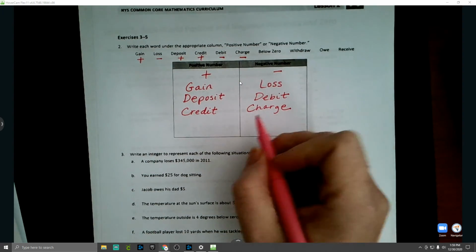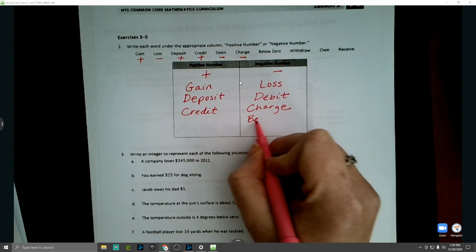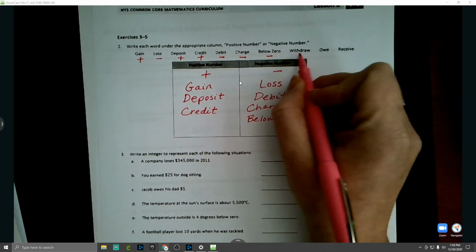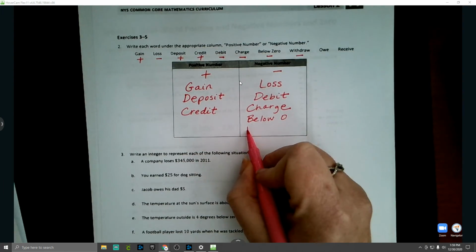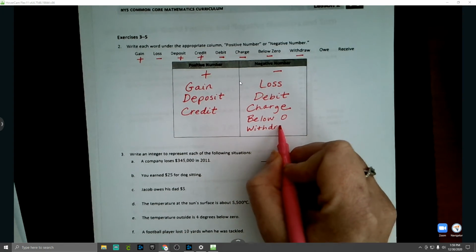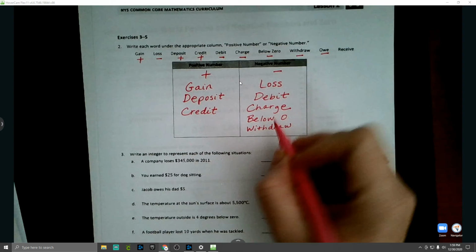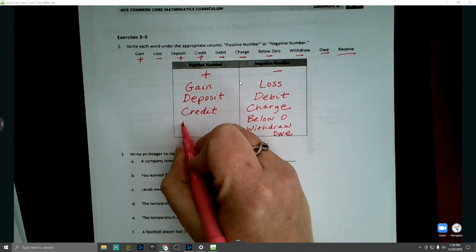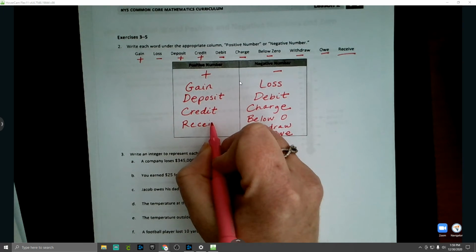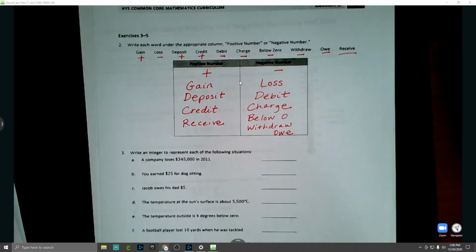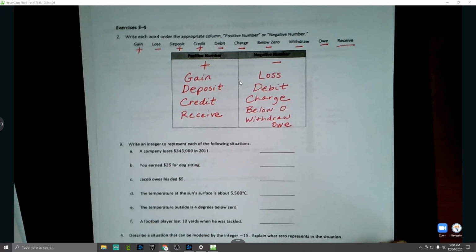All right, below 0, that's definitely here. A withdrawal, that's taking money out. You owe somebody money, that's a negative. But then you receive, we like to receive things. All right, so these terms are important to understand if it's a positive or negative.